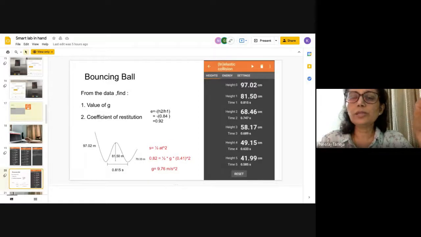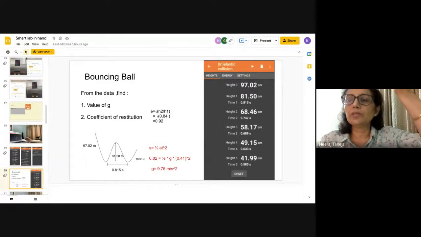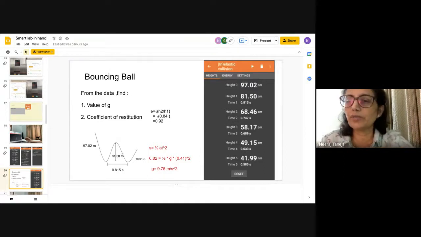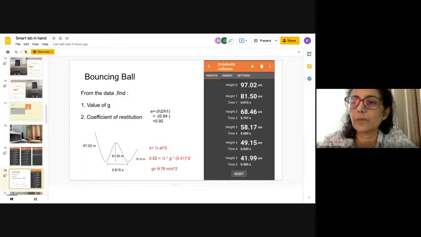So using that particular time in this formula, S is equal to ut plus half gt square, you can understand u is 0. And the drop, this height, is 81.50. So it's like coming down from 81.50, drop in its free fall. It has taken around 0.41 second, which is half of 0.815 second. And we came to the calculation to be very close to 9.8, which was 9.76 meter per second square.